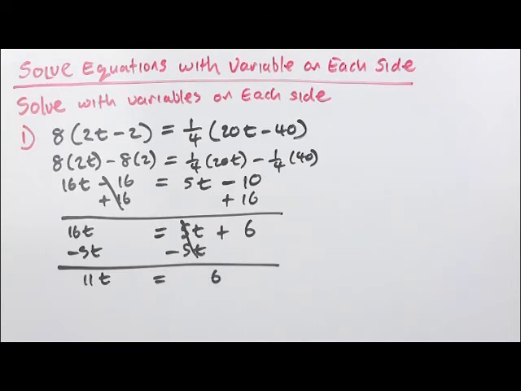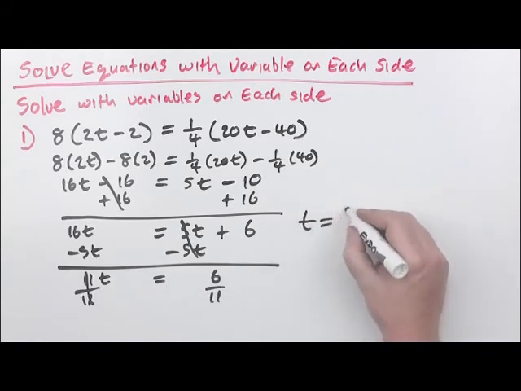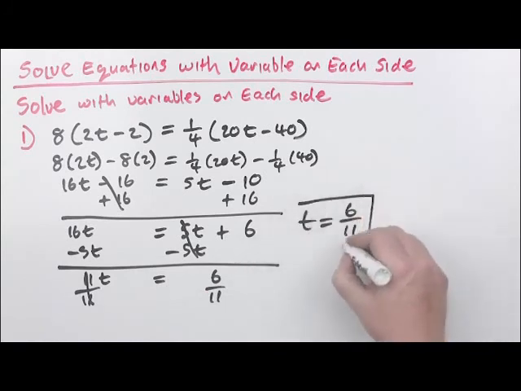I'm going to divide by the coefficient of t. In this case, it's 11. Divide by 11 on both sides, so that's 1. So t is equal to 6/11. That's a fraction that can't be simplified. So t is equal to 6/11.